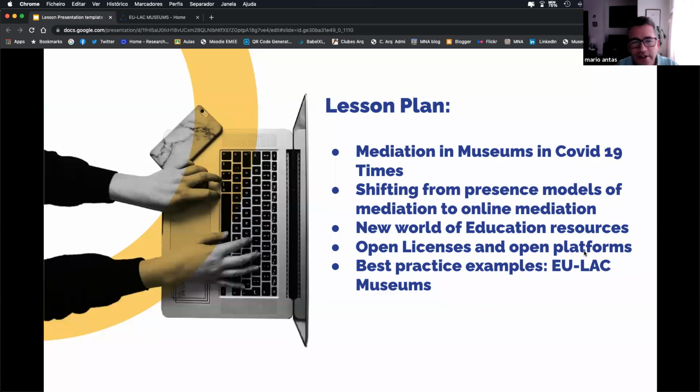So the lesson plan that I want to share with you today is mediation in museums in COVID times, shifting from presence models of mediation to online mediation. Of course, this new world of educational resources that we are exploring in these several lessons here in the H.E.L.P project, open license and open platforms, and one example of best practice, the H Museums project.